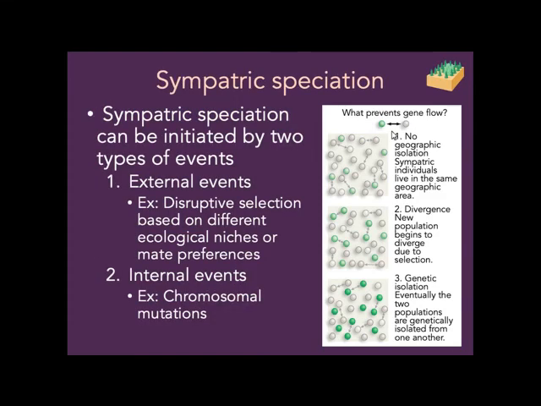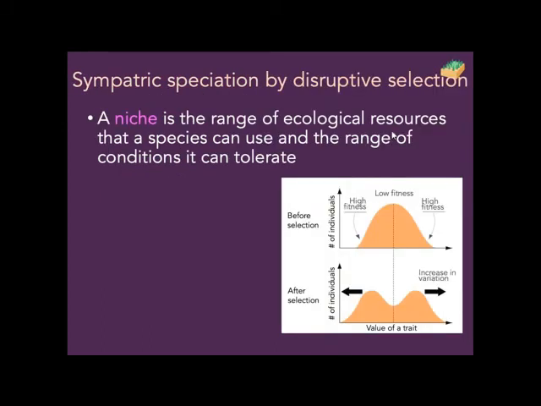All right, so we have two kinds of events that can cause the gene flow to stop: external events and internal events. External events could be something like disruptive selection based on different ecological niches or mate preferences. I'll give you some examples of that. And then internal events could be things like chromosomal mutations.